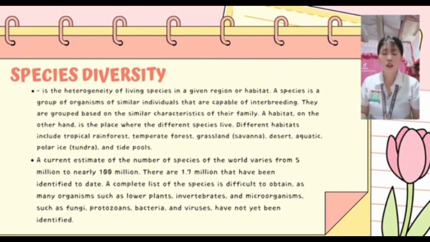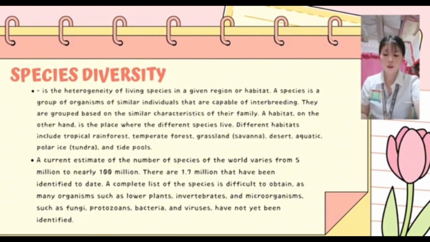And also, we can notice some species through their physical appearance, that this organism is fungi, this one is bacteria. So by that we can recognize what kind they are because of their abilities, their appearance, and their physical traits. So this is the place where they live and exist: in the tropical rainforest, temperate forest, grassland or savanna, in the desert, in aquatic or polar ice or tundra, and also in tide pools. Currently, the estimated number of species is about 5 million to 100 million.